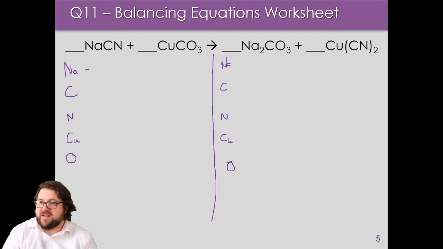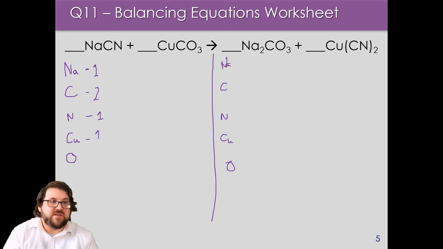And we're just going to count them up. So sodium atoms, I've just got the 1 there in the NaCN. Carbon atoms, I've got 1 in the NaCN and 1 in the copper carbonate there, so that's 2. Nitrogens, just the 1. Now be careful, don't count that N because that's an Na. We just need N on its own there without any lowercase letters after it. So we've just got the 1 N there. Copper, we've just got the 1.